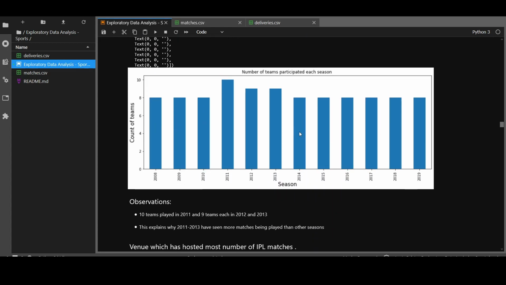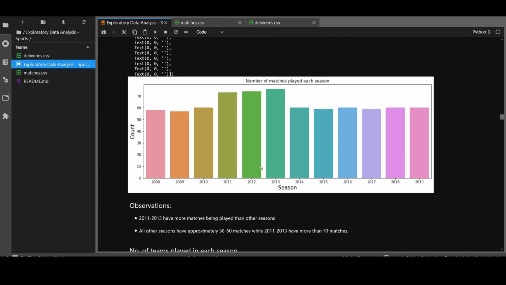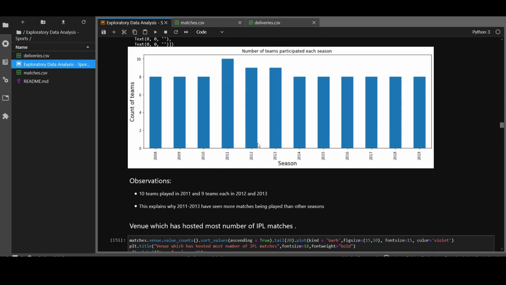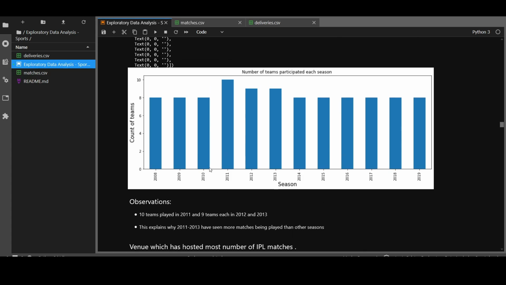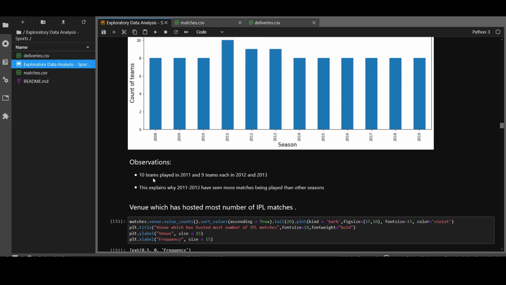Again, I plotted a graph. This is the count of teams against seasons. In 2011, 2012 and 2013 there were the most teams. That's why the number of matches was higher, because there were more teams. The observation is that 10 teams played in 2011, and 9 teams each in 2012 and 2013, as you can see. And this explains why.